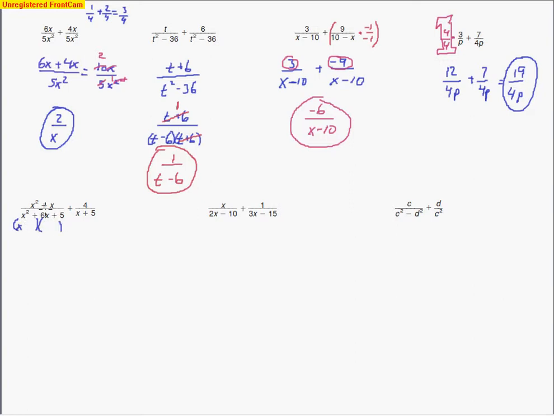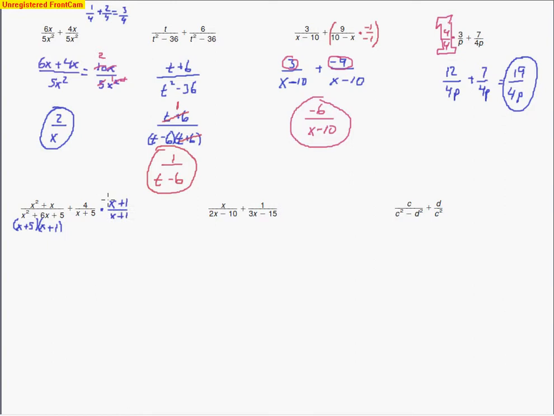But when I factor this, I get an x plus 5 and an x plus 1. Those numbers multiply to make 5, add to make 6. Here I have an x plus 5, so I already have one of the factors. So I just need to multiply by the other factor, x plus 1. So I'll go ahead and do that.